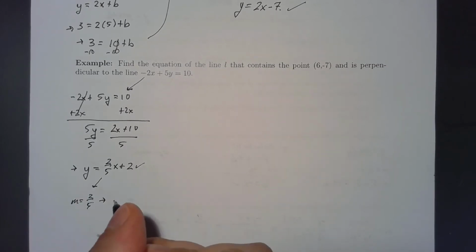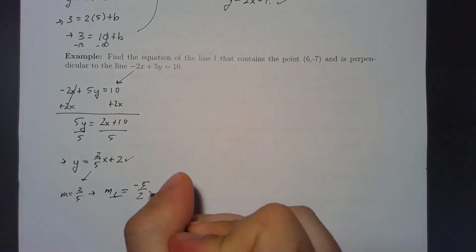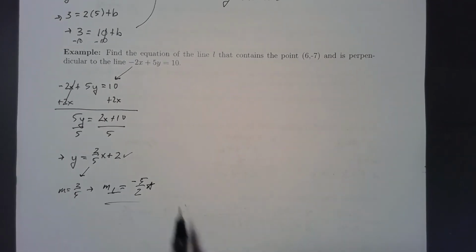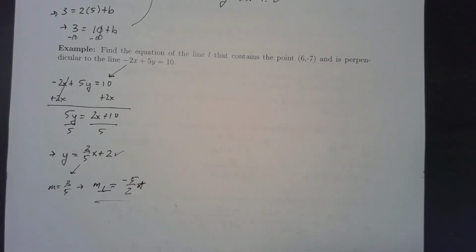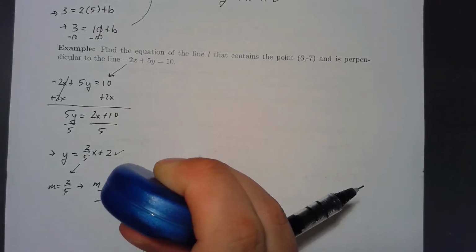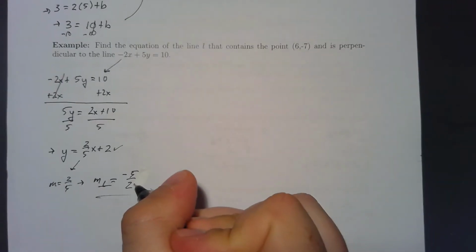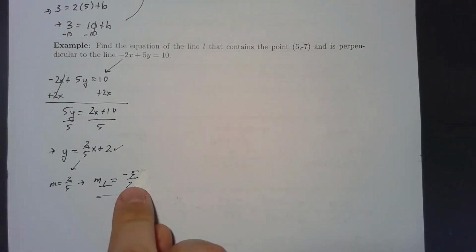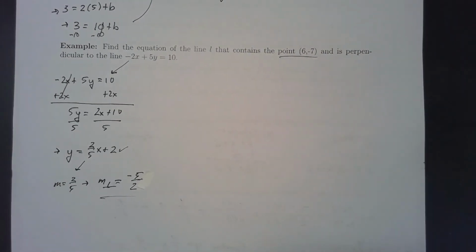So the slope of the line I'm looking for, which is perpendicular to it, has the opposite reciprocal of 2/5, which is negative 5/2. This is the slope I need. So I found that. Okay. I'll get rid of that star just in case it confuses you. Alright, so now that's the slope and I have the point, so now I'm ready to go.